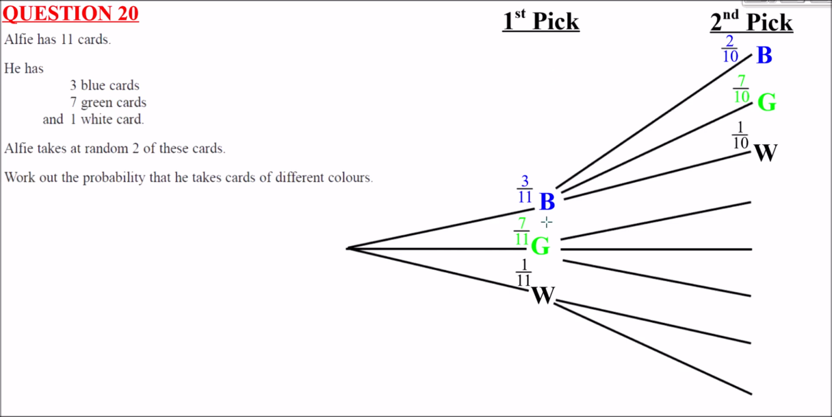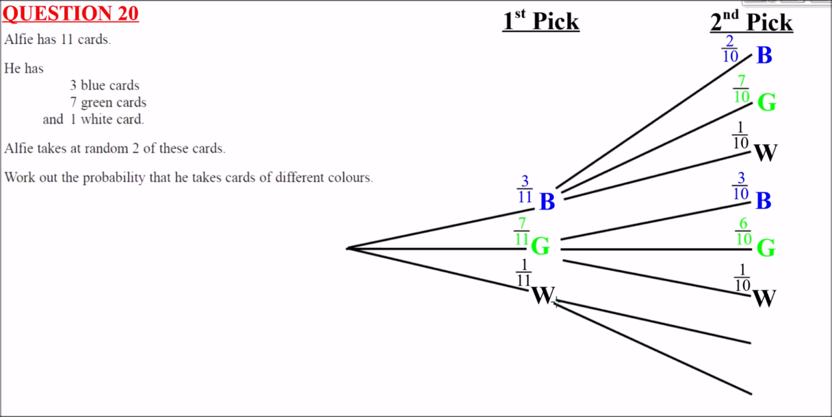If the first pick was a green card, the chance of picking a blue next would be 3/10, because all 3 of those cards which are blue are still there. If 1 green was picked, there'd only be 7, so there'd only be 6 greens left now out of 10. If a green was picked first, there'd still be 1 white card left now out of a total of 10 cards. Finally, if white was picked first, the chance now, it could either only be a blue or green.